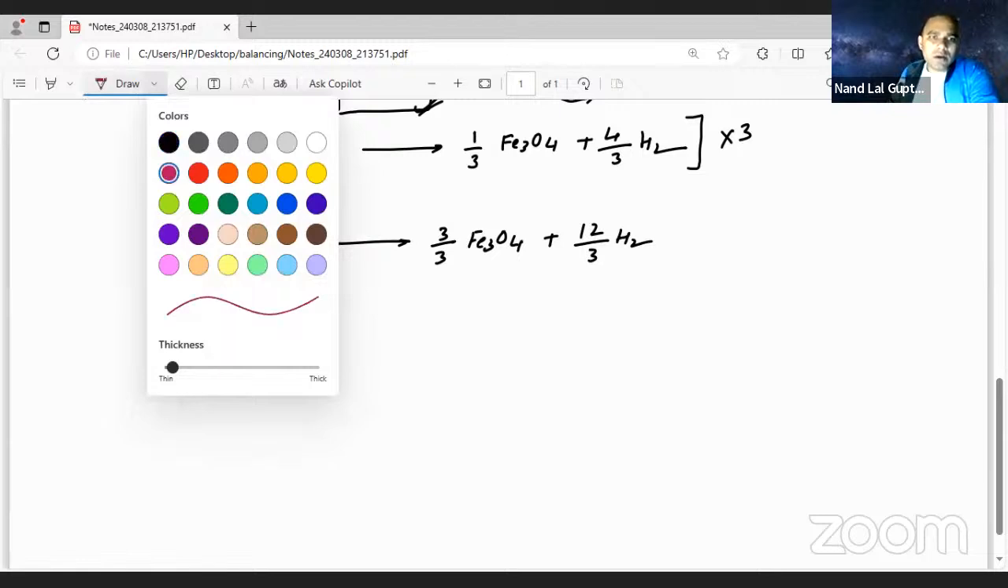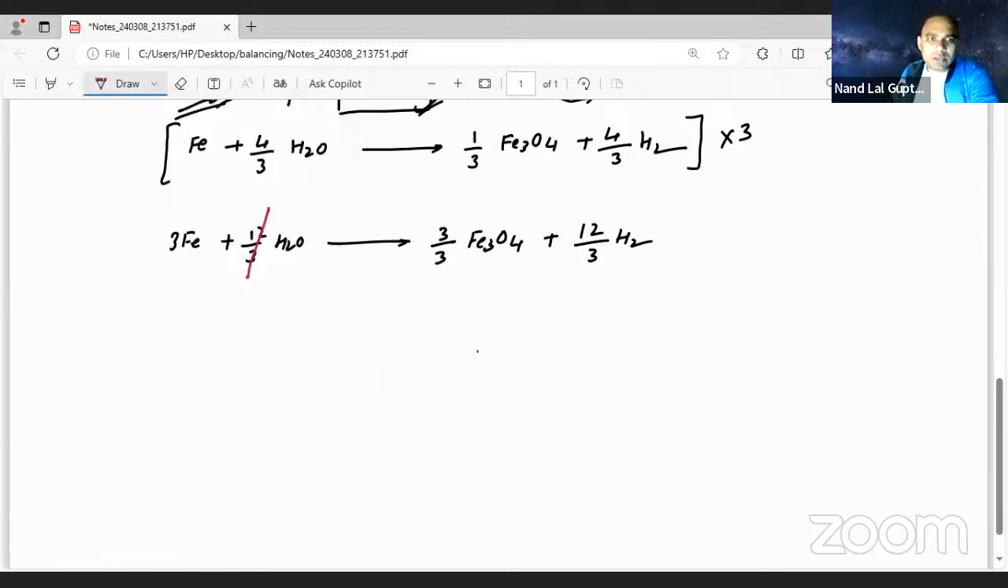Now after solving, you see what we got, student. 3Fe plus 3 4s are 12, that is 4H2O. On this side, the 3 and 3 cancel out. So this is going to be Fe3O4 plus again 4H2. Now you can check it.